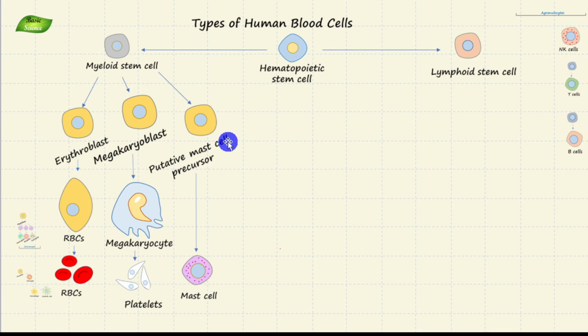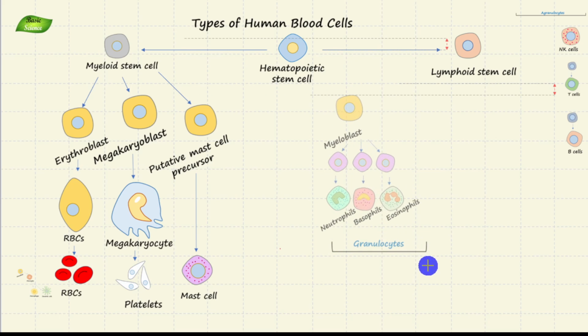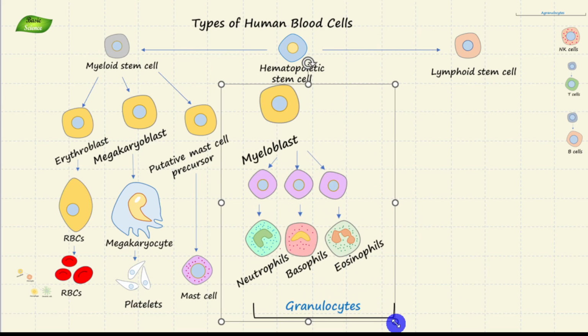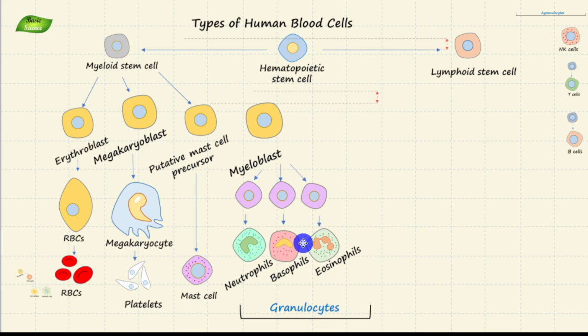Okay, the next one that is coming after this is a very important cell type, which is the myeloblast. That will give you the granulocytes, which include neutrophils, basophils, and eosinophils. We'll not talk in detail about the functions of these cells right over here, but I'll just tell you that the hematopoietic stem cells will produce myeloid stem cells. Further, they will produce myeloblasts, and then these myeloblasts will further differentiate into granulocytes, and we have 3 different granulocytes: neutrophils, basophils, eosinophils. Now, let's talk about myeloblasts.